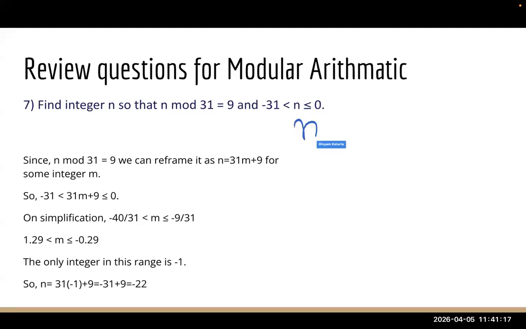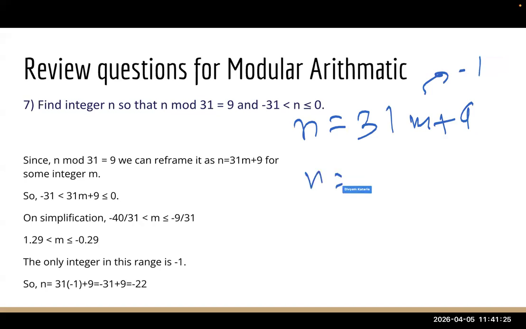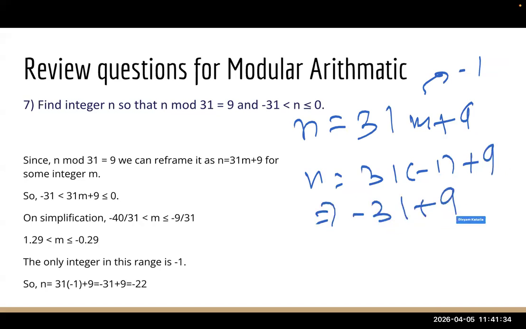So n equals 31m plus 9. m is negative 1, we'll just plug this in. Negative 31 plus 9, which becomes negative 22. And that's the value of n.